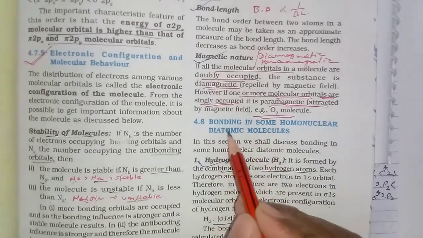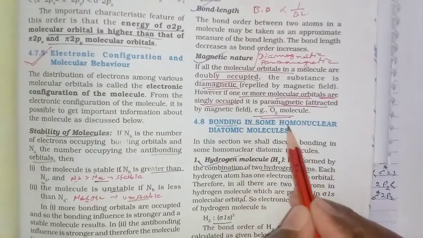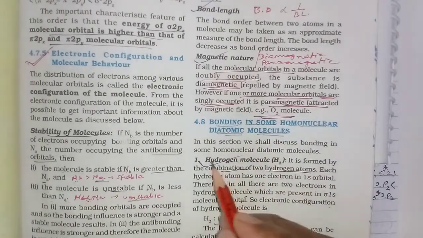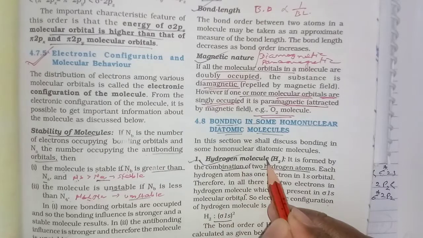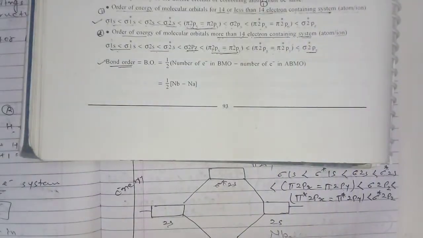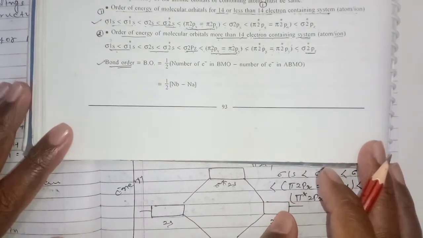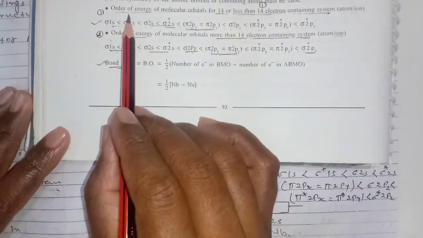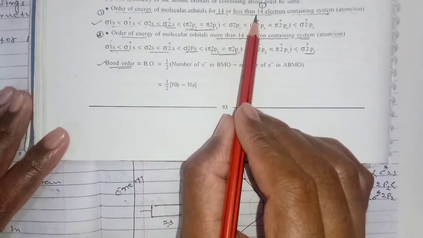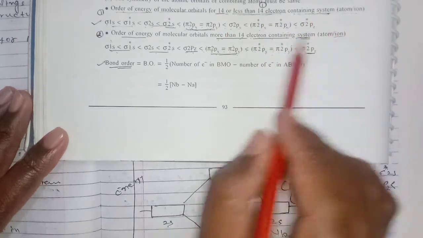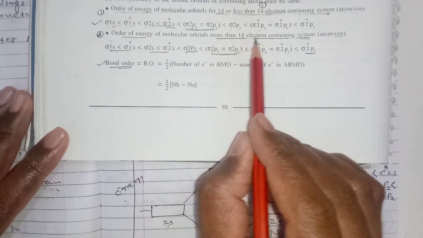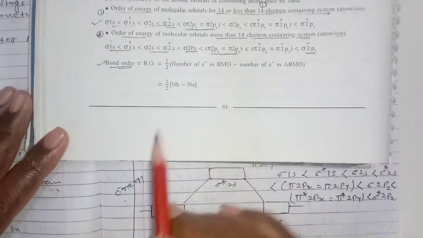Now the next concept is the bonding in some homonuclear diatomic molecules. First of all, let's see about the hydrogen molecule. Here we have two systems: the order of energy of molecular orbitals for a system containing 14 or fewer electrons, and the order of energy of molecular orbitals for a system containing more than 14 electrons.